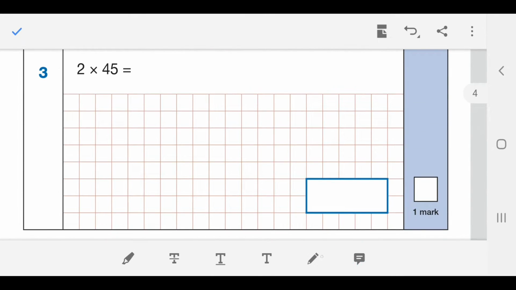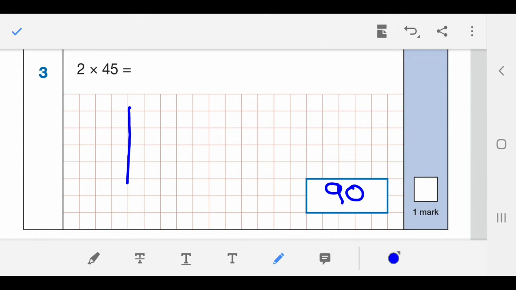Okay, question number 3. 2 multiplied by 45. Now you can do this in your head, and the final answer should be 90, which is 9, 0. Or you can use whichever method you prefer when it comes to multiplication.